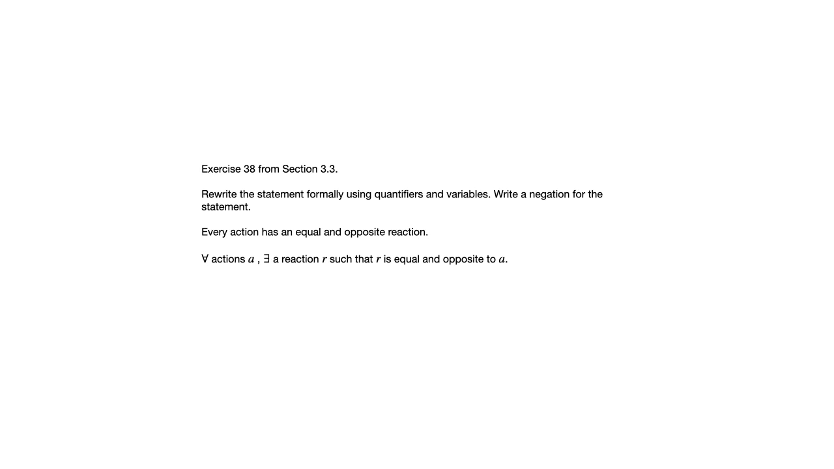You could certainly come up with other reasonable ways of doing this, but having those quantifiers in that order is consistent with what the original statement is saying. So that for any action that you take, there exists an equal and opposite reaction.